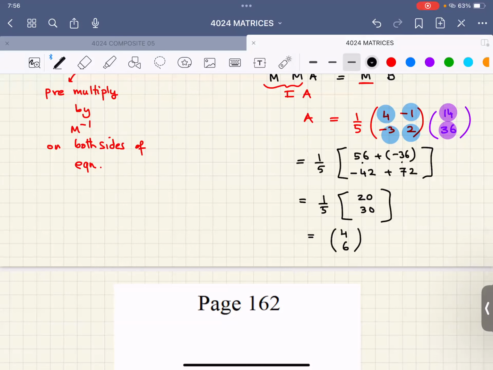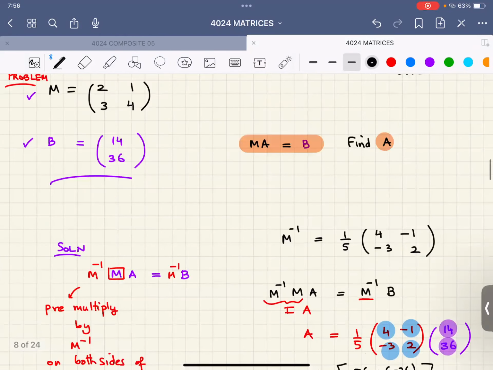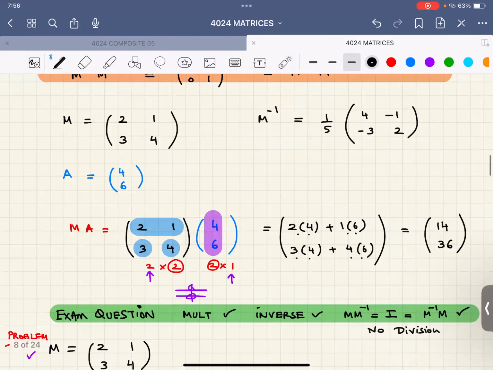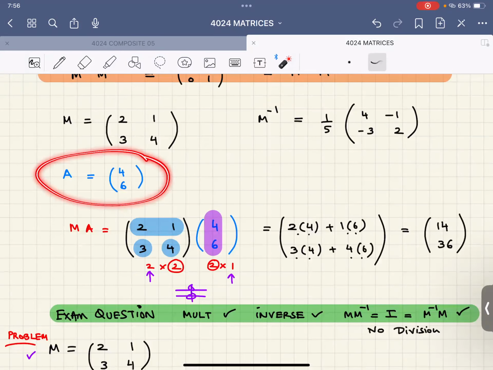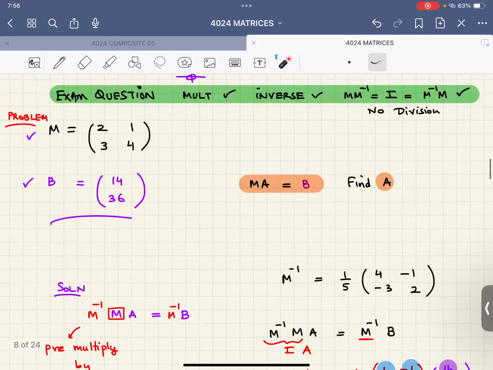So the answer of A is 4, 6. Let's double check. There it is. We have just used this result to create this question. I wrote M, I wrote A, I multiplied M with A, I got 1436. I created the exam question.